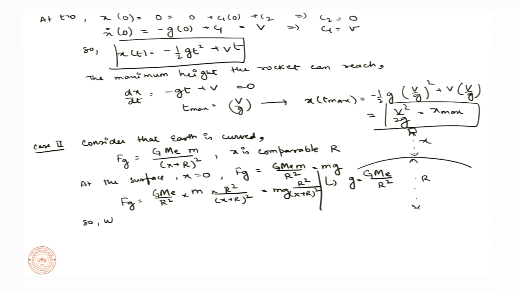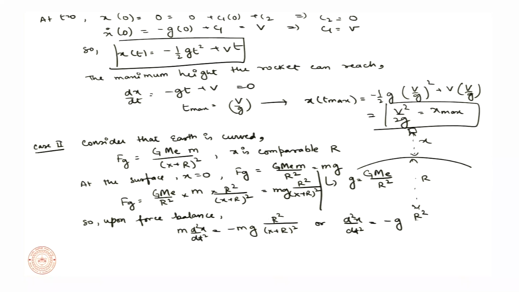So, upon force balance, if we balance this force against the launch force by the rocket, we had our expression m d square x by dt square, which was upwards, meaning it was propelled upwards, and gravity is pulling downwards, equal to minus m g r square over x plus r whole square. Or we get our expression as d square x by dt square equals minus g r square over x plus r whole square.